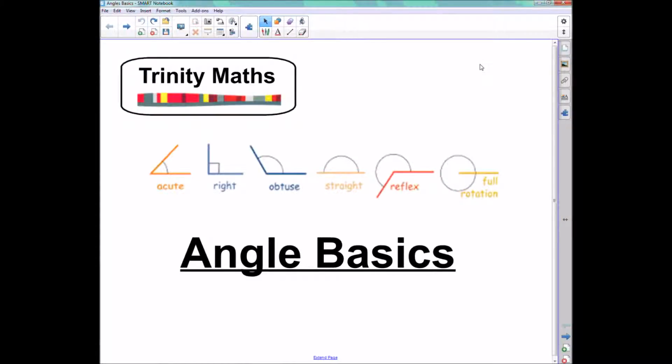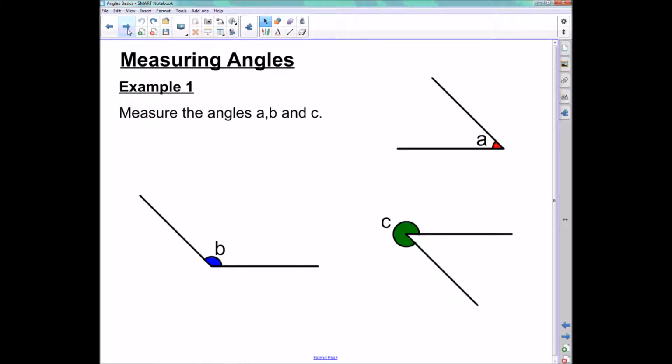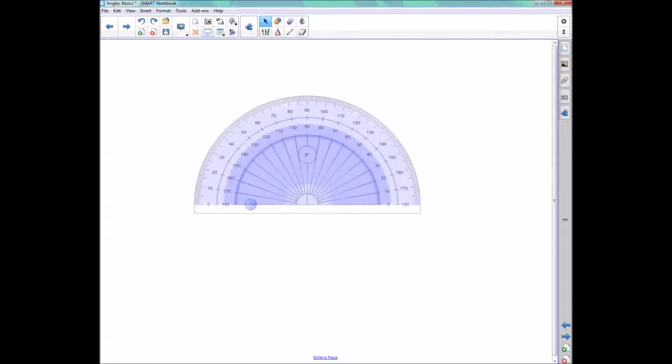This video is going to be all on the basic angles questions that come up quite early in the foundation paper. So firstly, what they could do is they could give you an angle and ask you to measure it. In order to measure angles, we need to use a protractor. Now here is my protractor on the board.